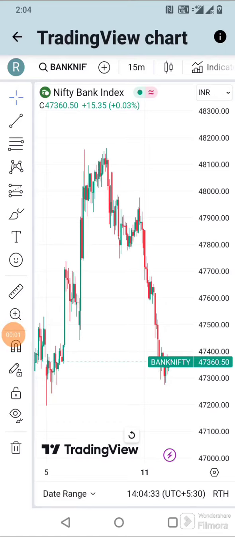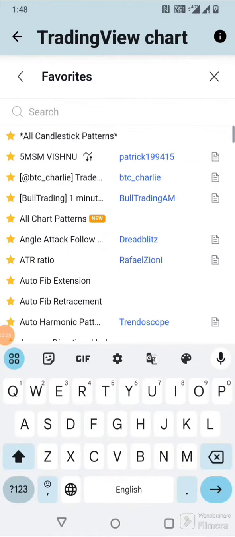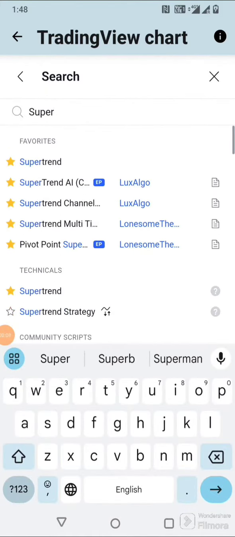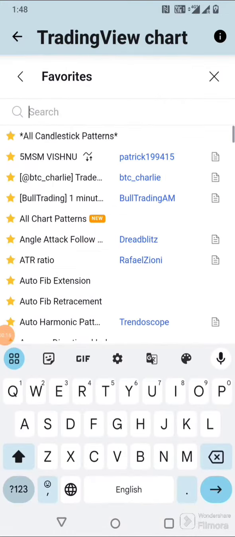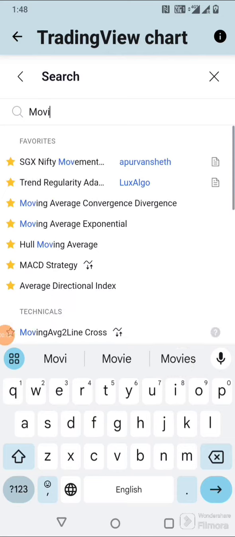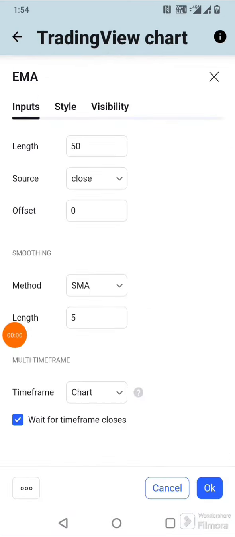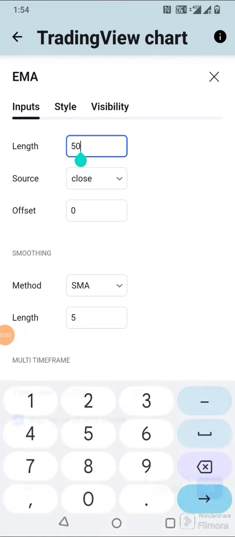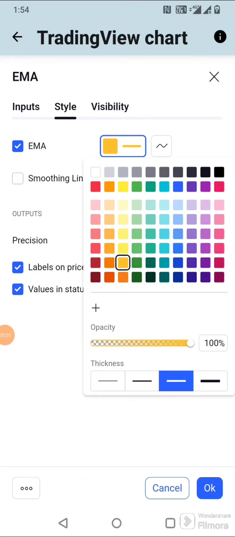You need to know this indicator strategy before doing option trading. Go to tradingview.com. In the indicator section, search Supertrend, multi-time frame, LumpSum. Add one more indicator, that is exponential moving average. In the settings, make the EMA length 50, and in the styles make it yellow color.